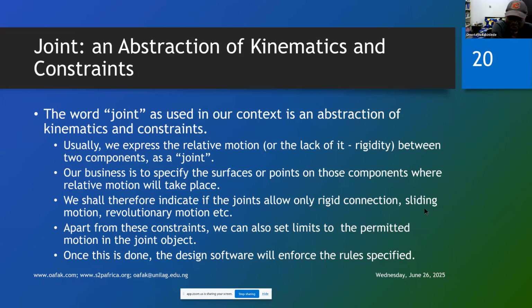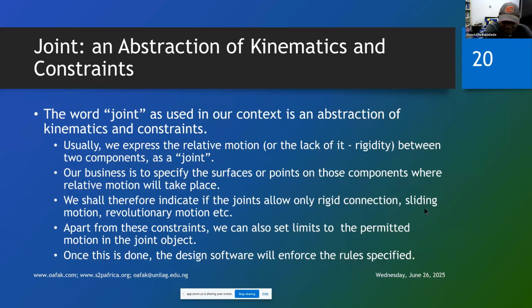So we shall therefore indicate if joints allow only rigid connection, sliding motion, rotatory motion, and so on, or what we call cylindrical motion. There are many other motions that you will see. I've not used all of them. I've used several of them, and I will explain to you the ones I've used. If you need to use any one that I've never used, if you are in trouble, I may be able to help you if you are lucky. And if I cannot help you, I will say, sorry, go and help yourself. But there is enough latitude in the ones I have used to do most of your work.